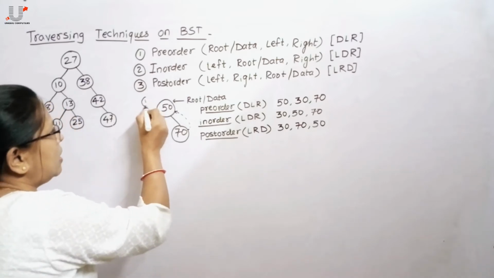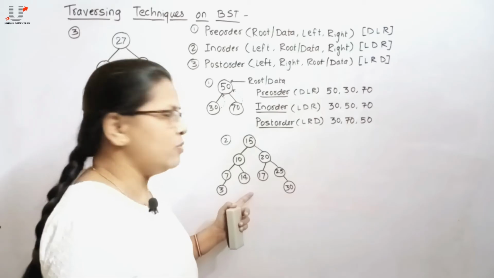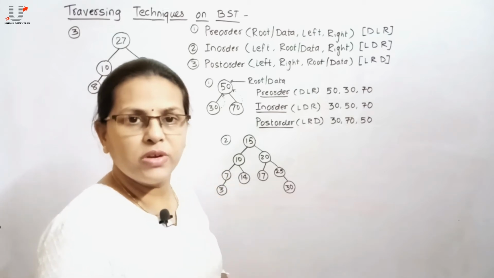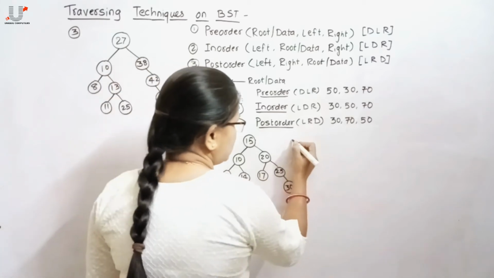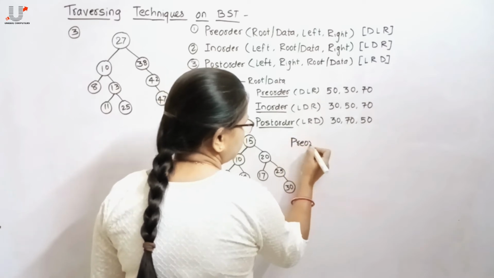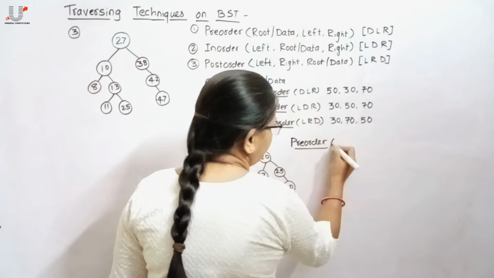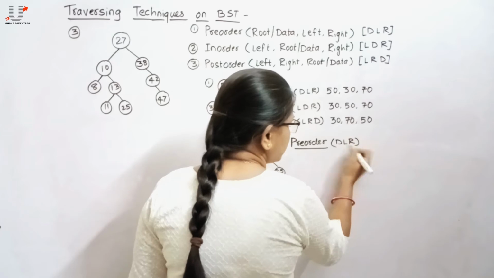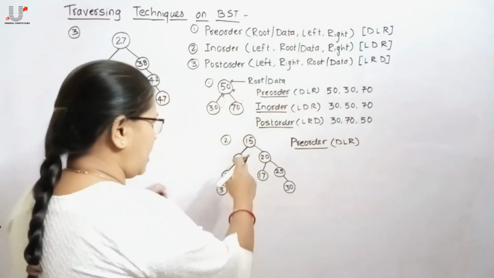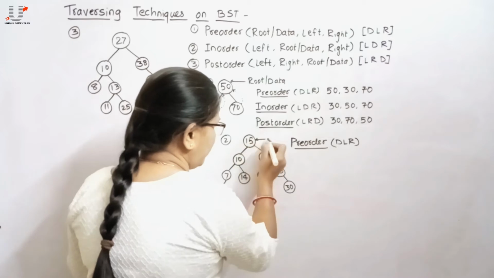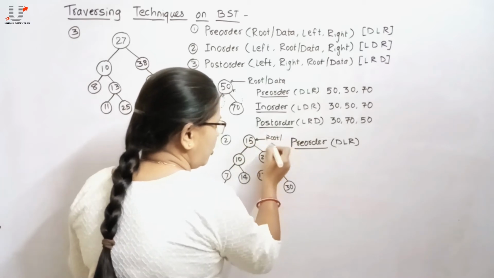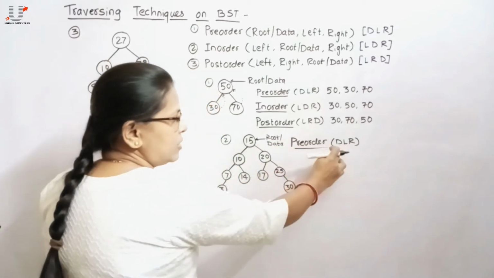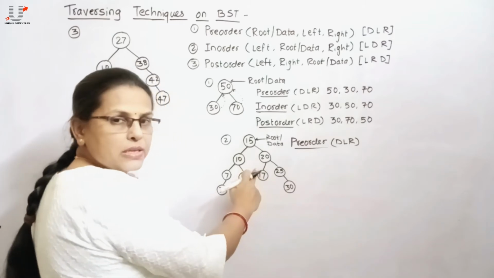Now let us take another example. Let us traverse this second example. On this second example, again apply all three traversal techniques. First is pre-order. Pre-order means data, then left subtree and then right subtree. In this tree, 15 is considered the root node, or we also call it the data part. So let us apply pre-order, that means DLR, on this binary search tree.